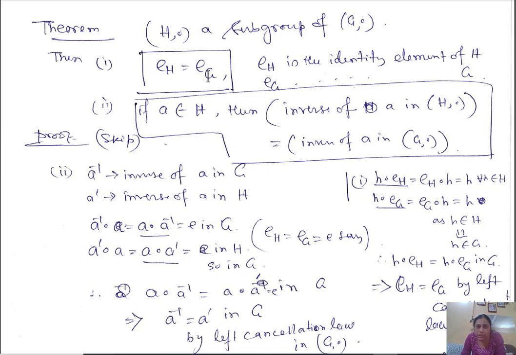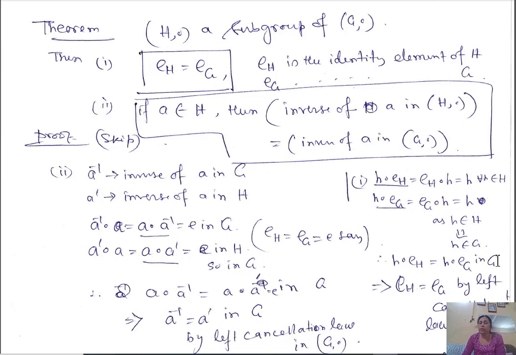Therefore, if you apply the definition of EG, then h composition EG is equal to EG composition h equal to h. This holds for h belonging to capital H, because it can be treated as an element of G also. Now I can see that this is h, this is also h, so these two are the same. h composition EH equal to h composition EG, and you treat h as an element of G.